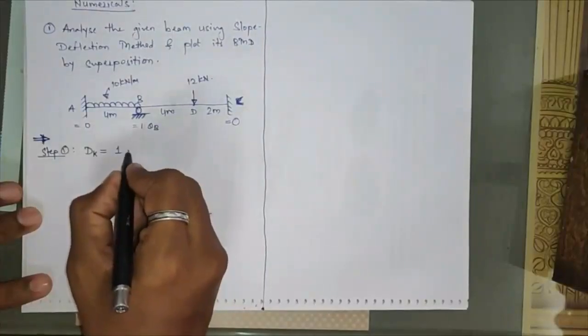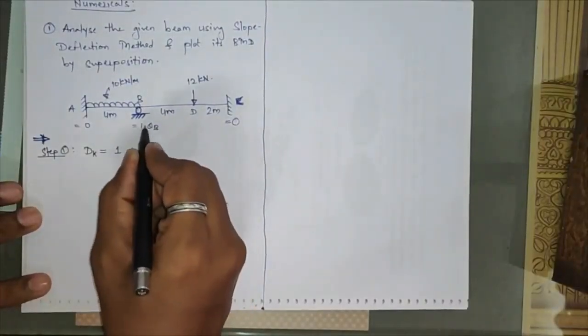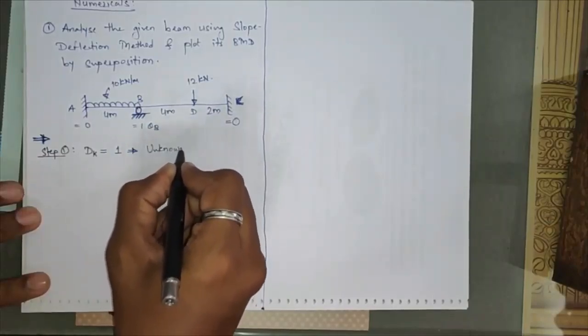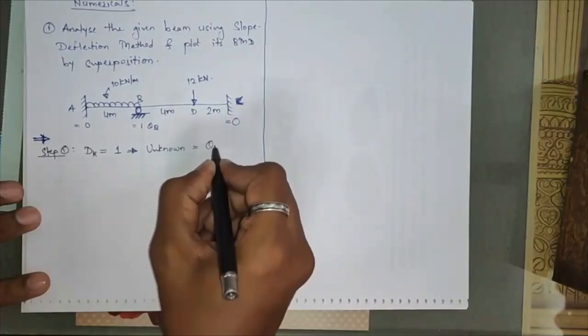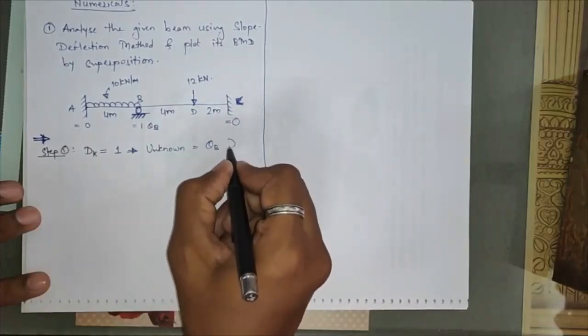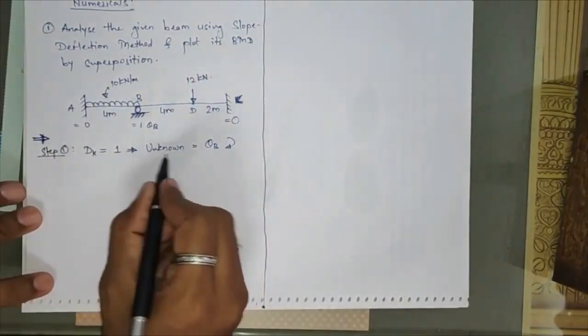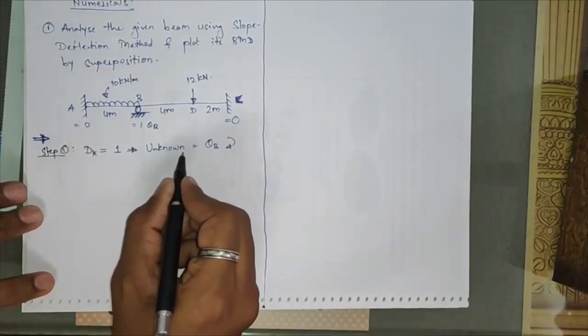Okay, and which is that value? That will be your basic unknown. So I'll write it here as unknown equal to theta B, and initially I'm assuming it is acting in a clockwise direction over there. So this will be an unknown value.